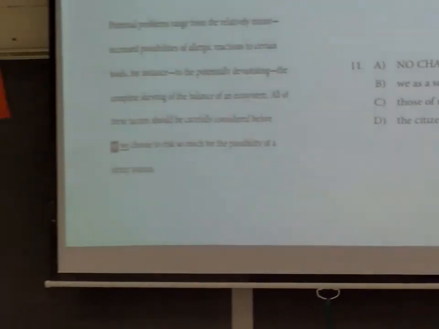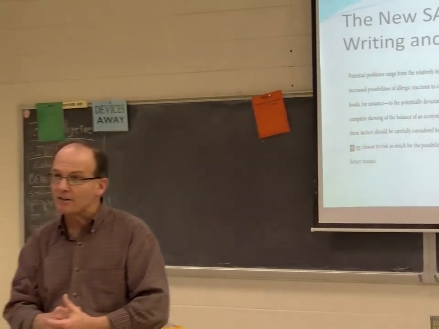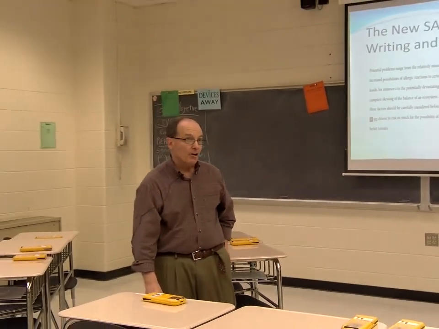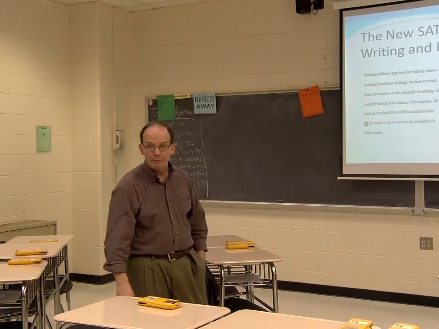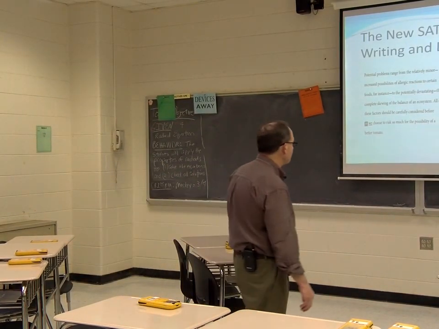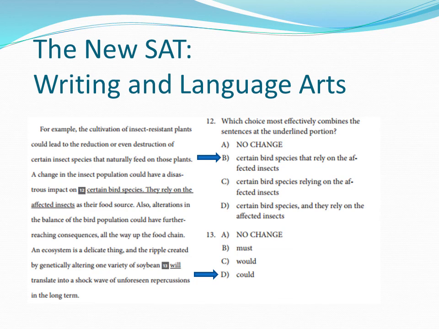And so there's the, just reading enough and understanding and practicing the types of things and the clues that they give us, for what words are underlined and how to fix those. Let's look at another one here. For example, continuing on in this story here, the cultivation of insect-resistant plants could lead to the reduction or even destruction of certain insect species that naturally feed on these plants. A change in the insect population could have a disastrous impact on certain bird species. They rely on the affected insects as their food source. Okay, then I get to also.